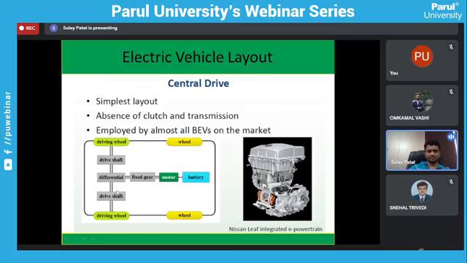This kind of central drive electric vehicle layout is used in the Nissan Leaf integrated e-powertrain, and many more. You can see the majority of electric vehicles consist of battery and motor. All these run on this layout.